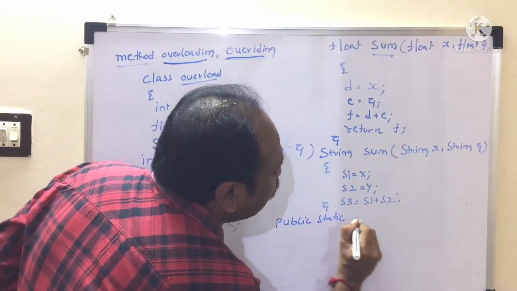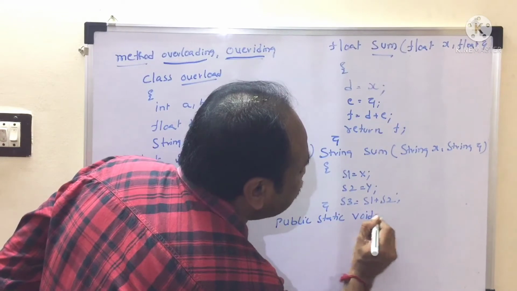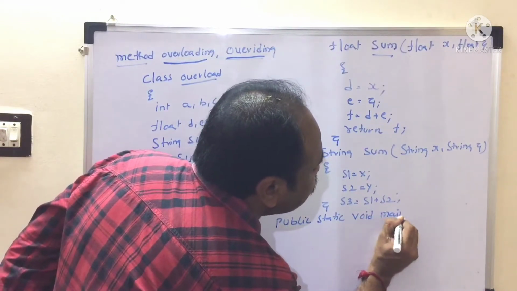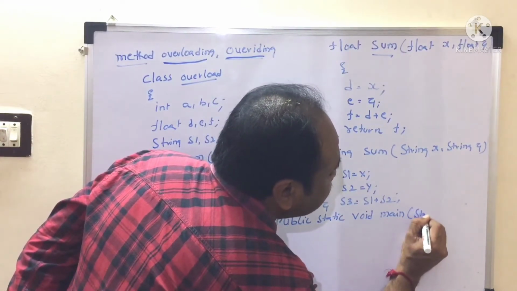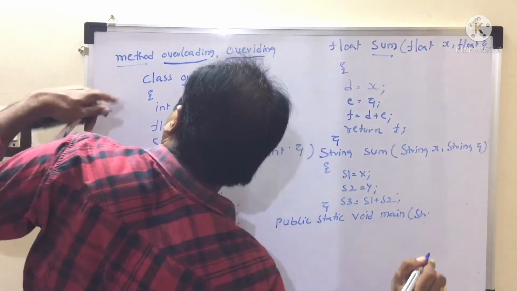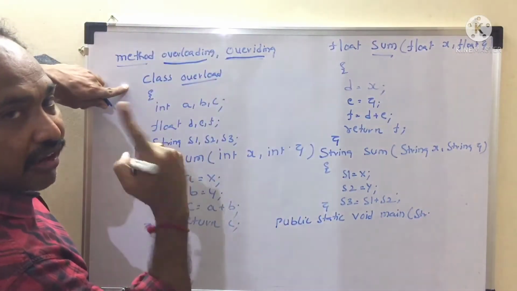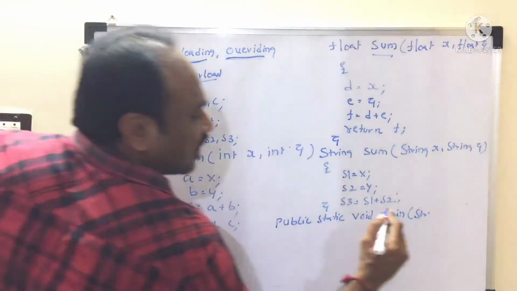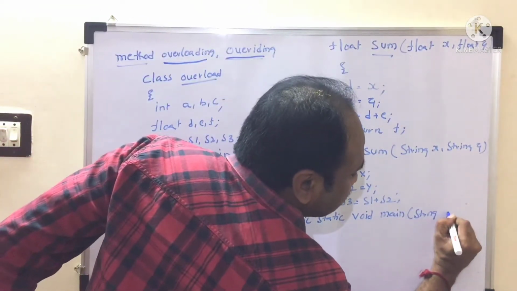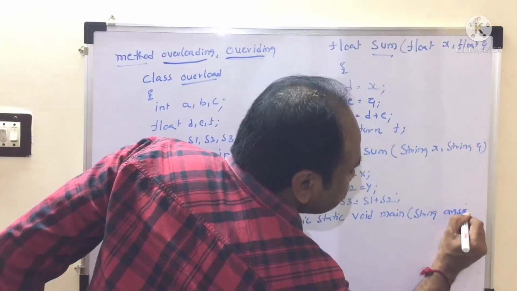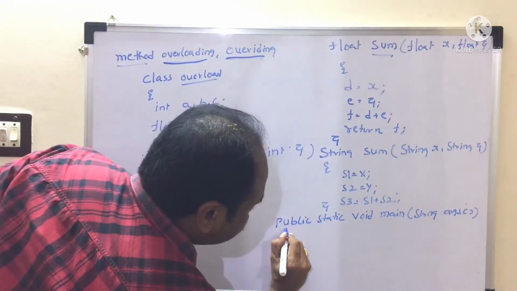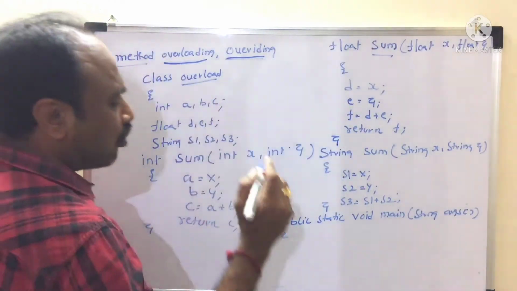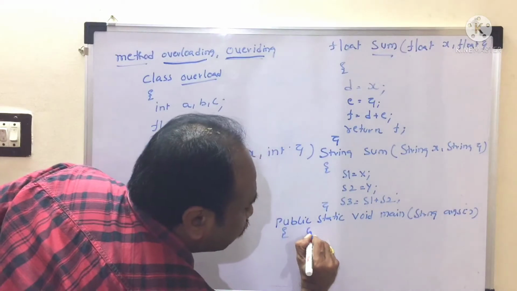Actually, to write main, we have to write a separate class because Java is a purely object oriented language. But I am not writing one because we have already written a class. Then why do I have to write a separate class? In this class only I am writing String args. Which class data do I have to access? Overload class data. Create object.